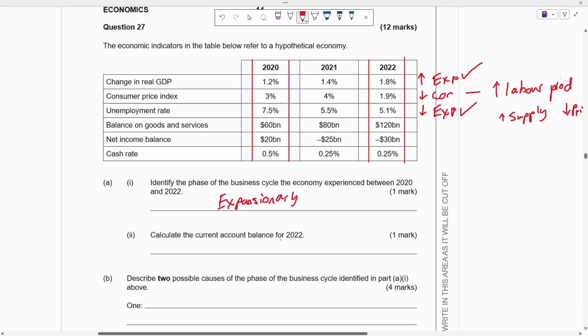Calculate the current account balance for 2022. So to calculate the current account balance, that's just the balance of goods and services plus the net income balance. So for 2022, it would just be 120 billion plus negative 30 billion, and that would give us a current account surplus of $90 billion. Now let's go on to part B.